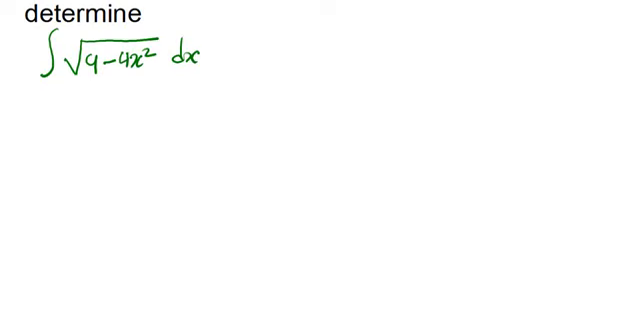Okay, let's look at this example where I have to find the integral of the square root of 9 minus 4x squared. Of course, this comes from trigonometric substitution. This is still in the form square root of a squared minus x squared, so we're going to let x equal a sine theta. But before I do that, I want the coefficient of x squared to be 1.